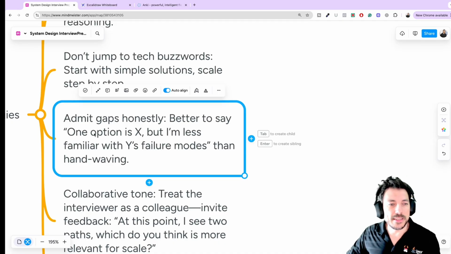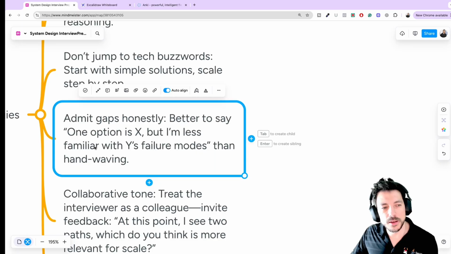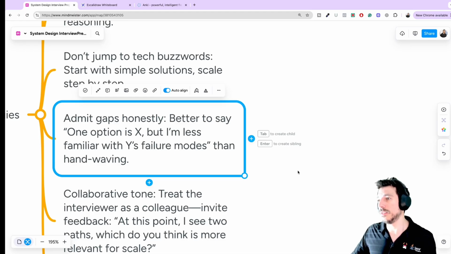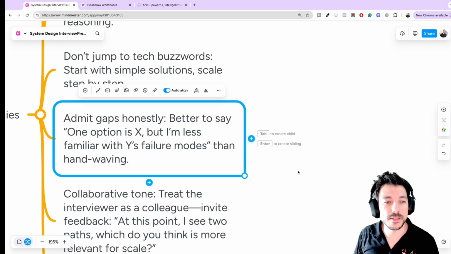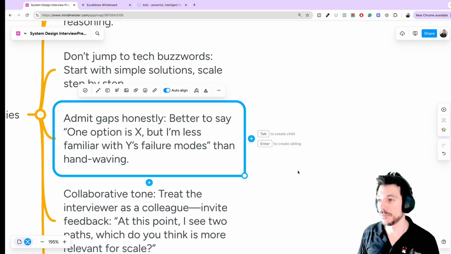And also admit gaps honestly. It's better to say that one option is X, but I'm less familiar with Y, another technology. Always, in the interview, it's better to be honest rather than trying to say things that are not true, right? Because if you're not honest, you're going to have to make things up. And if you're lying during an interview, that's a huge red flag. It's a very strong reason to be rejected.